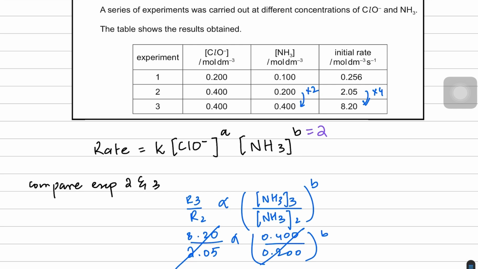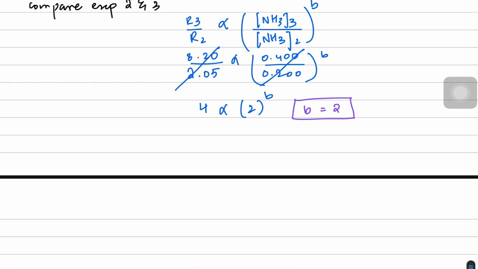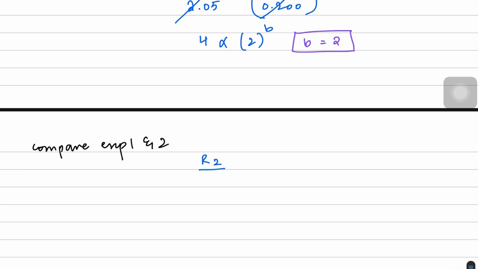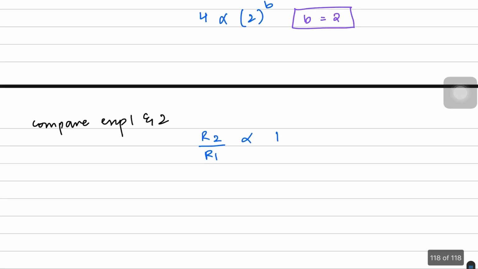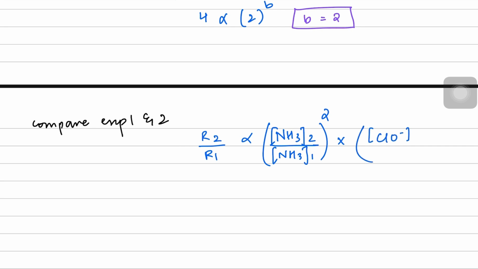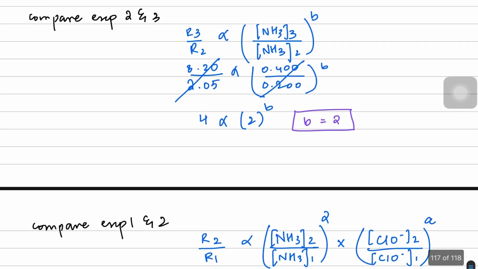Now it is easier to compare experiment 1 and 2 because at least I am aware about ammonia. You can see between 1 and 2, both concentrations are changing, so don't forget to involve both. Let's do that. Now we are comparing experiment 1 and 2. I will write rate of second experiment R2 divided by rate of first experiment R1. It's proportional to the second and first concentration of ammonia. So NH3 second over NH3 first raised to the exponent square. Why? Because we have already solved it and we know that it's raised to the exponent square. Then we write chlorate in the second divided by chlorate in the first raised to the power A for apple because we don't know that.